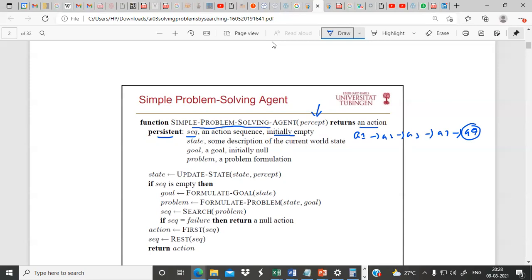So state, this describes the current world state. So you can consider this as initial state. And then goal is also initially null. Why goal is null, you may ask?